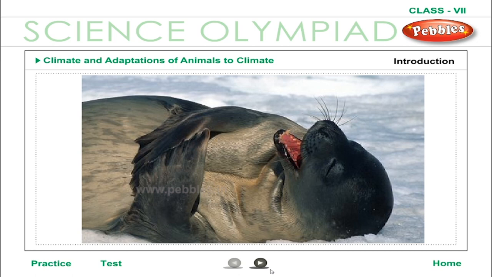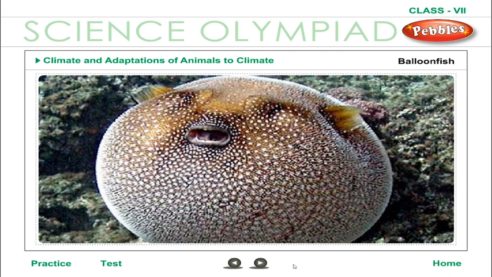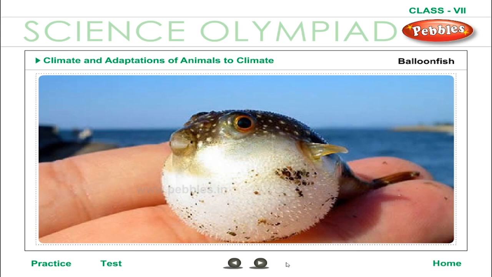Balloon fish. Why is a puffer fish also called a blowfish or a balloon fish? The ability of an animal to adapt to an environment, besides climatic conditions, depends on the availability of food, nesting sites, and the population of predators. For example, a pufferfish can blow itself up into a balloon to several times its normal size by swallowing water or air. This adaptation helps it to protect itself when threatened by a predator.